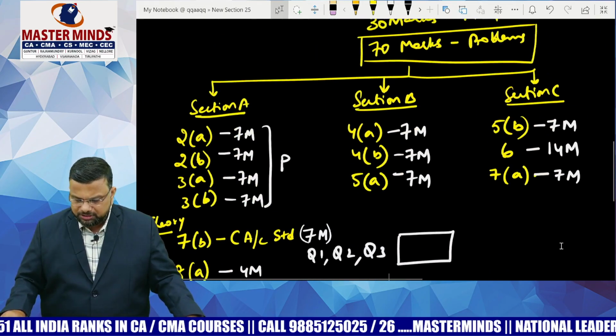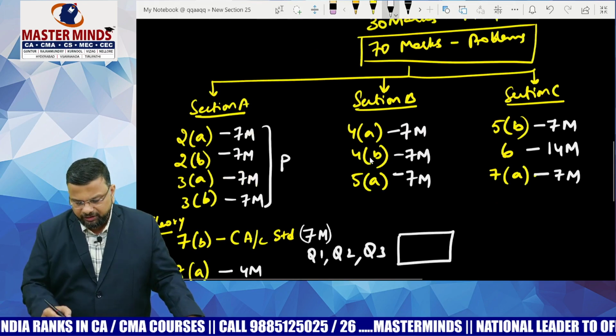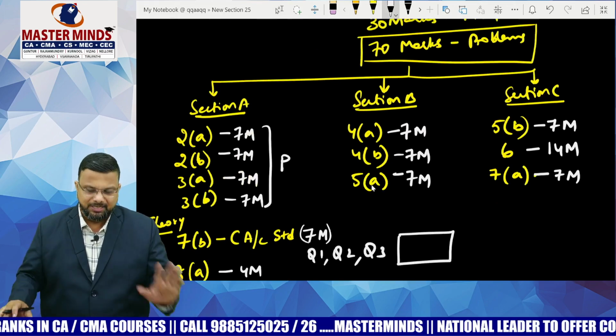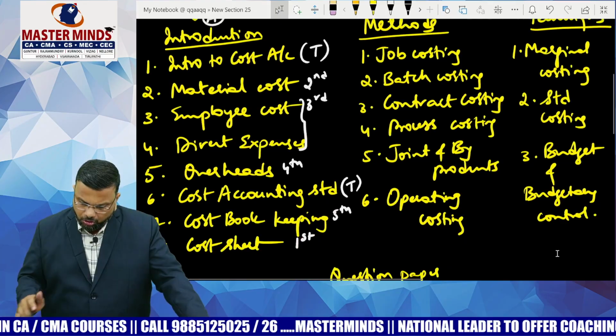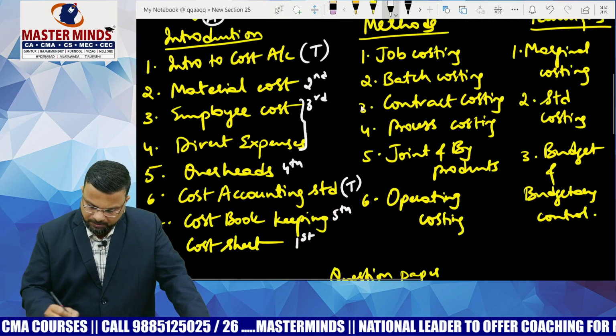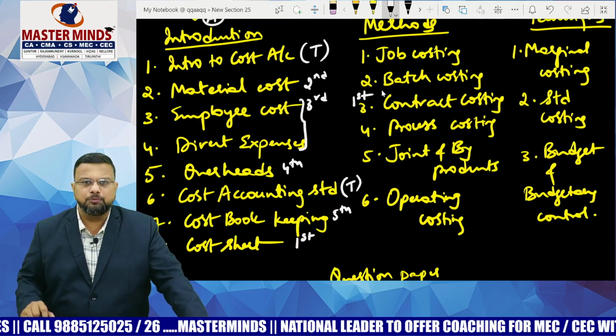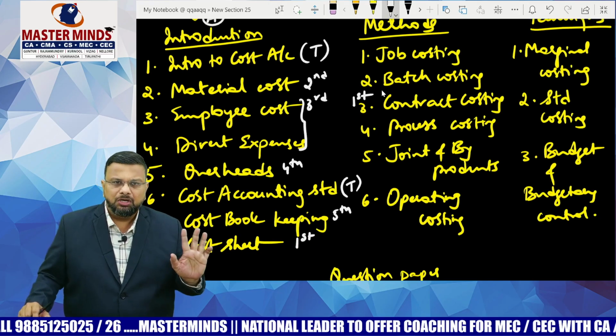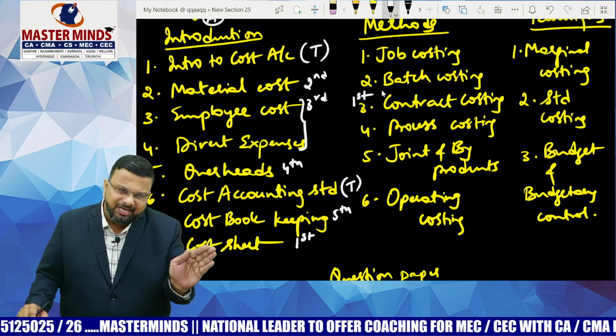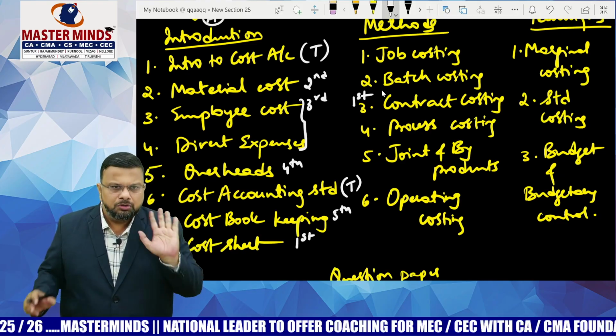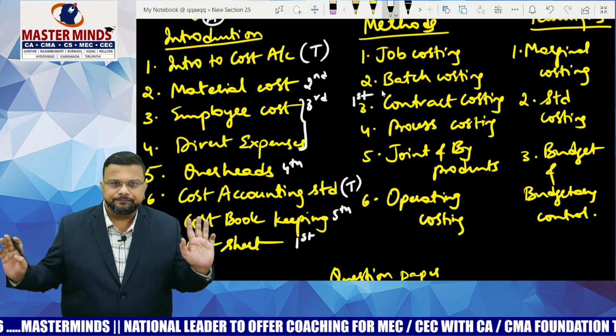Now coming back to section B. From section B, we will get 4A, 4B, 5A, right? In section B, straight away you prepare contract costing first. This should be given first importance. In section B, contract costing should be given must and should question. If you go through the initial 1 or 2 problems also, it will be more than sufficient.